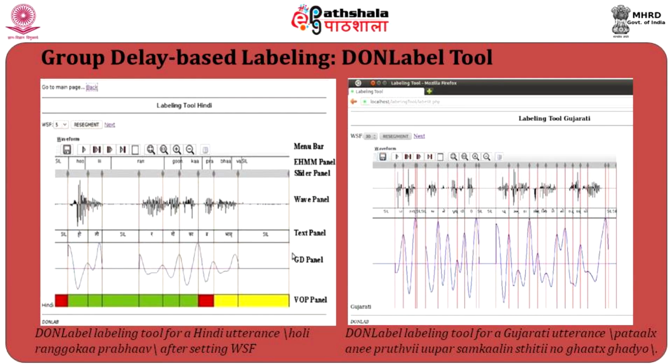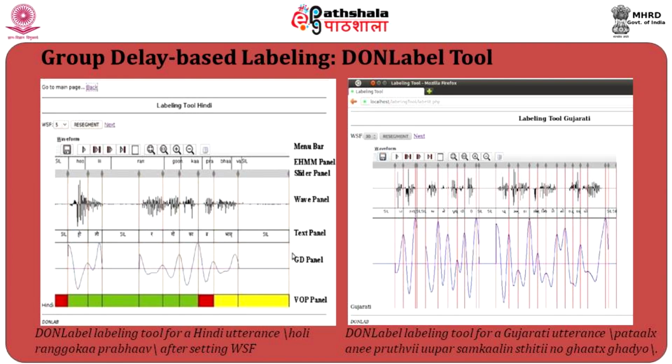Group delay-based labeling, or the DON-label tool, which is developed by IIT Madras. A syllable typically consists of a high-energy vowel surrounded by low-energy consonants. Thus, the syllable boundary can be considered a point where the energy reduces and increases again when the next syllable approaches. Therefore, high energy regions in the short-term energy contour correspond to a syllable nucleus, and the valleys at both ends approximately correspond to the syllable boundaries. For speech synthesis, the boundaries must be accurate and consistent.